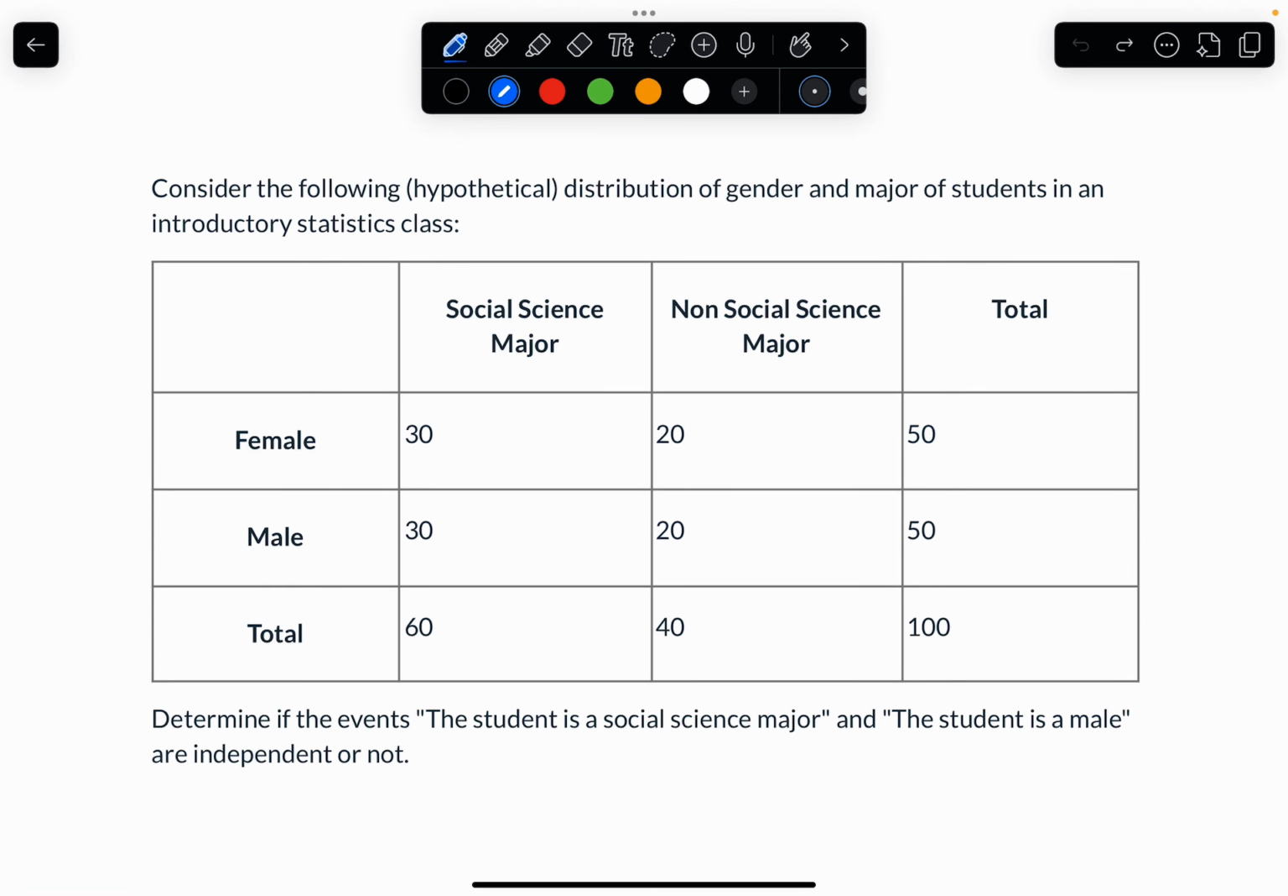And I want to determine whether the events the student is a social science major and the student is male, if those events are independent or not. Now, oftentimes if we are just working with events that are relatively easy to understand and wrap our head around, things like flipping a coin or rolling a die, we can usually intuit whether or not those are going to be independent. But I think it's a lot more difficult, particularly when we're working with a two-way table.